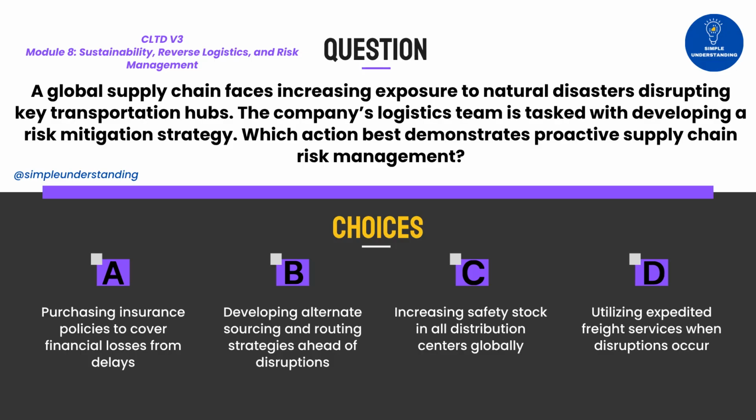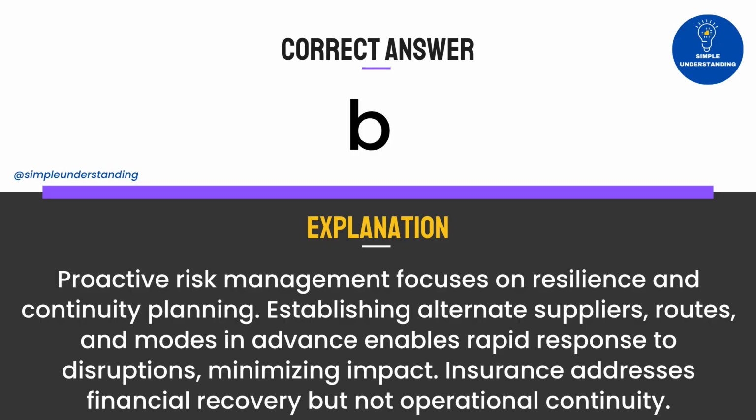Correct answer, B. Explanation. Proactive risk management focuses on resilience and continuity planning. Establishing alternate suppliers, routes, and modes in advance enables rapid response to disruptions, minimizing impact.